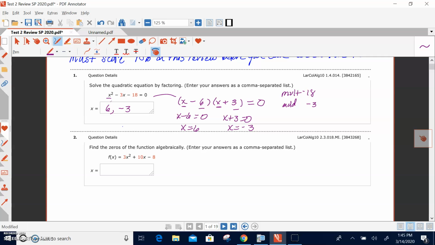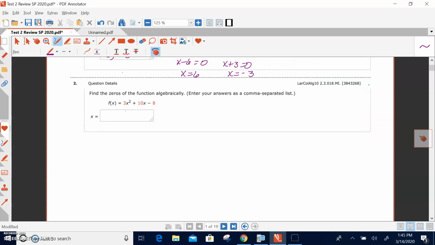Okay, question 2 is basically what's being asked in question 1, except question 2 is in a function format. So remember, equations have solutions, functions have zeros, but they're found the same way. So here's another quadratic. Number 2 is a quadratic. So to find zeros, remember we set our function equal to 0 and solve it. So we've got 3x squared plus 10x minus 8. We're going to set that equal to 0, and I'm going to try to factor it. If it doesn't factor, I can go into the quadratic formula. I hope it factors though.